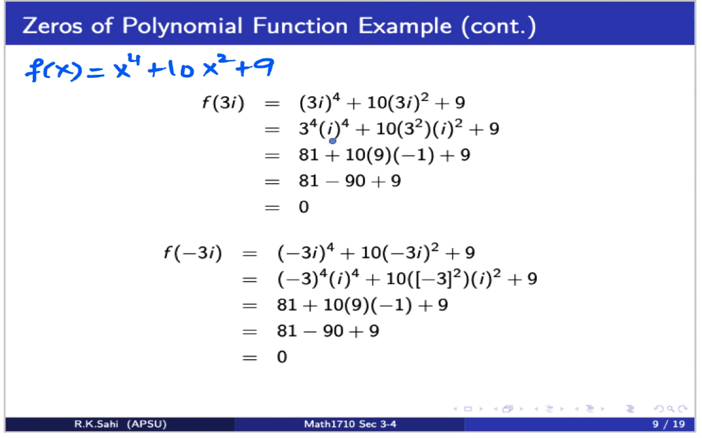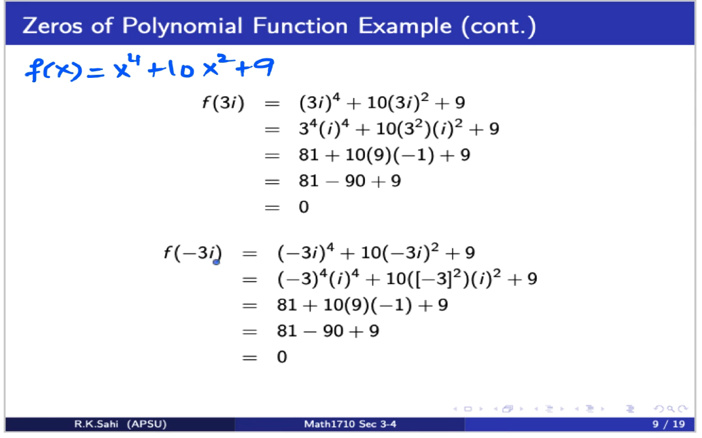And then we already know i to the 4 is 1, i squared is minus 1, and 3 to the 4. You have your calculators. I hope you know that, but if you don't know, I would be very happy if you could actually remember some squares and cubes of some numbers. So 3 to the 4 is 81 plus 10 times 9 minus 1 plus 9. We get that with simple additions and subtractions. We get a 0.